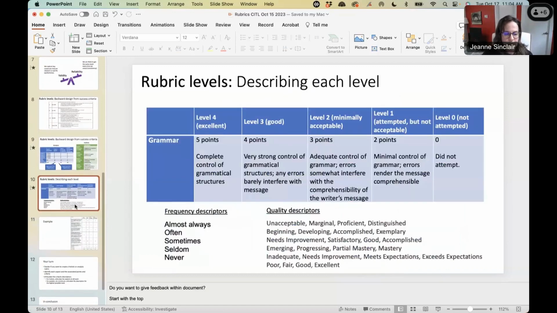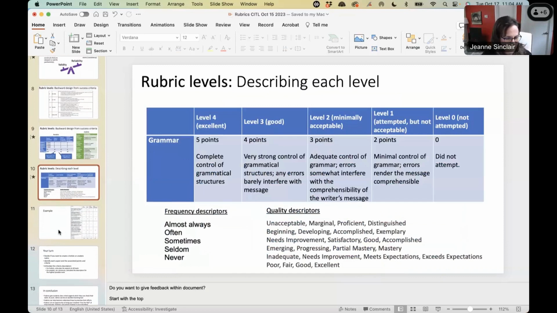Okay, this is my last slide to present to you, and then I want to give you some time to work or ask questions. It's best practice to describe each level of the rubric the best you can. Sometimes you feel like you're just repeating yourself over and over. Here, I'm giving one example. Let's say I was focusing on grammar. Level 4 is worth 5 points: complete control of grammatical structures. Level 3 is worth 4 points: very strong control, where any errors barely interfere with the message being conveyed, and so forth, going all the way down to level 0.